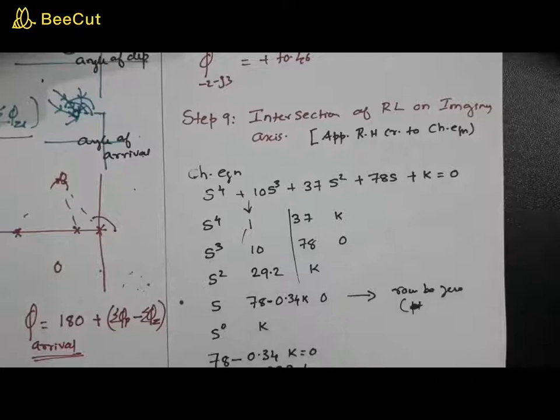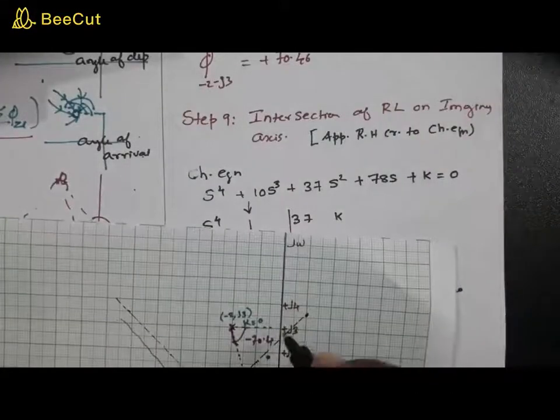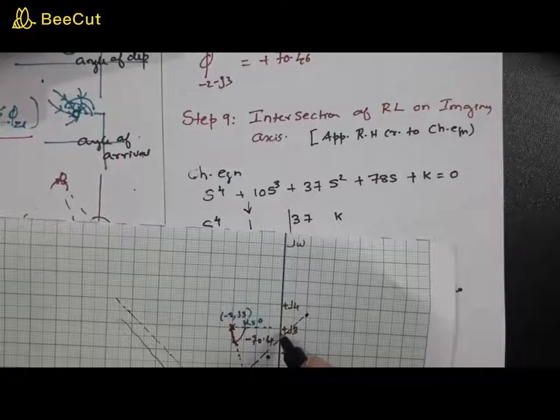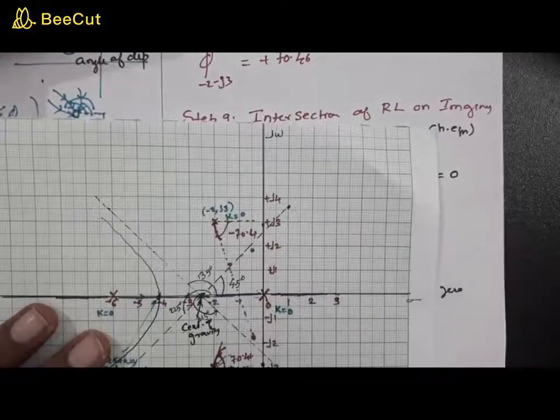That means you will be getting the auxiliary equation. You can write the auxiliary equation for the row just above that. That is 29.2 s square plus k equal to 0. Now from this you can substitute the value of k as 229.4, and find out s. You may do that by yourself, you will be getting plus or minus j 2.98. So you got 2 points: this is plus j 2.98, and this is minus j 2.98.